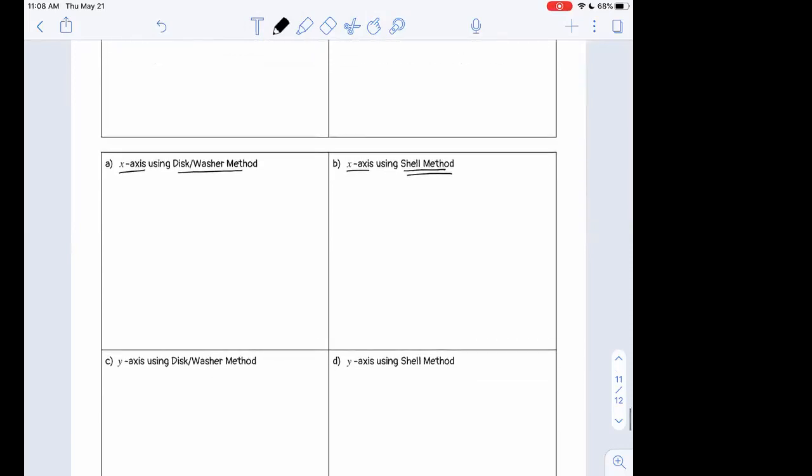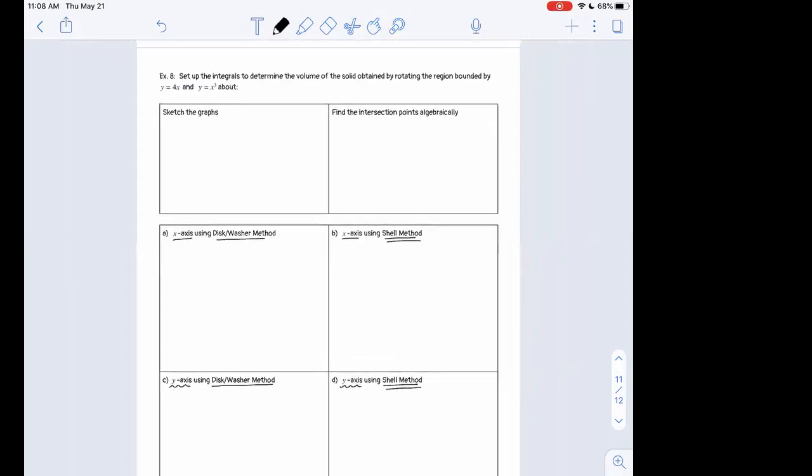Then we're going to look at what happens when I revolve it around the y-axis using disk and washer method, and then around the same axis, the y-axis, but using shell method. Okay, so we're not going to be solving all of these. We're going to be setting them up. And setting them up means drawing a diagram, having your diagram match your integral, and you don't need to simplify that much of your integral, okay?